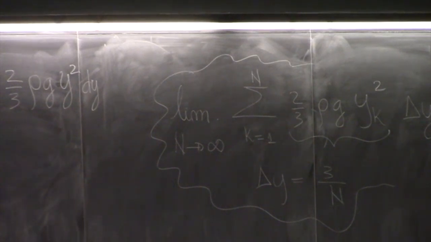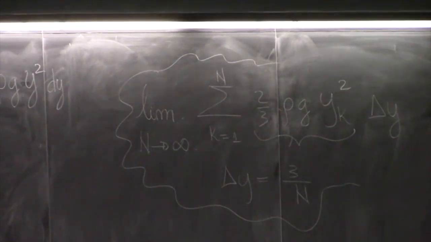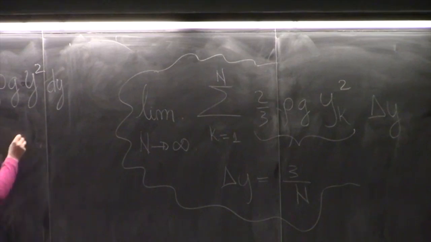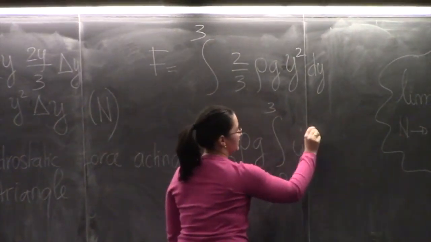Now, let's compute the integral right here. Now, if you've kept rho and g unchanged, if you haven't replaced them by their exact numerical values, now you get to factor them outside the integral sign because they're constants. They don't change with depth. So I can just write over here 2 over 3 rho g times the integral between 0 and 3 of y squared.